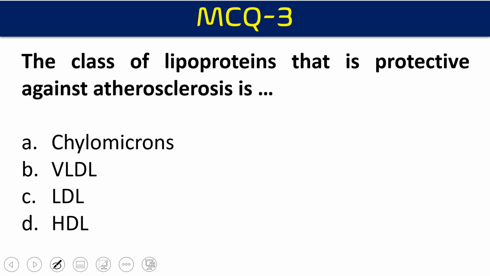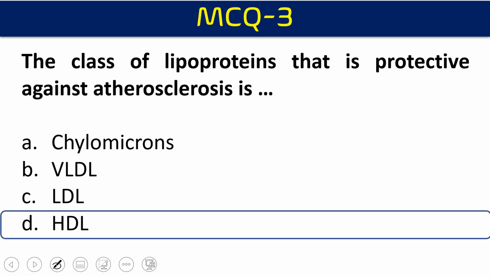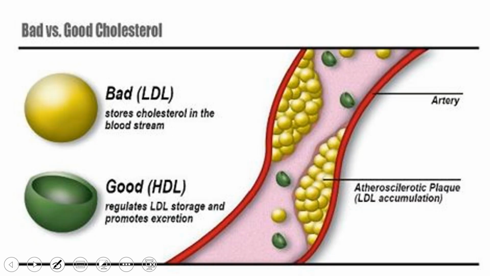The third question we have is: the class of lipoprotein that is protective against atherosclerosis. Atherosclerosis is a disorder of the blood vessels where clogging occurs. Among chylomicron, VLDL, LDL and HDL, which lipoprotein protects us? The correct option is HDL. HDL is called good cholesterol because it removes lipid from the circulation and deposits it in the liver for recycling or reutilization.